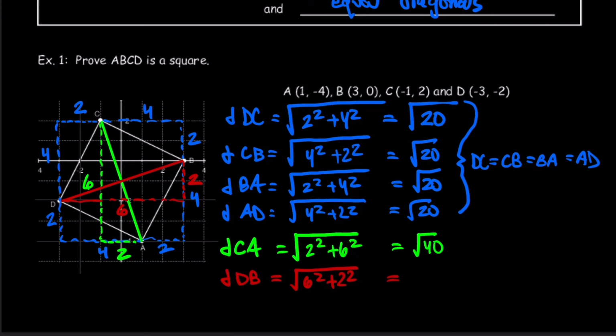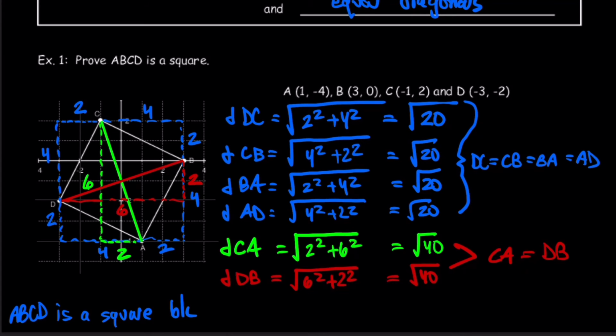That's another reason that this is a little bit easier than rectangles, because the numbers for the diagonals will always be the same. In a rectangle, they weren't. The end result was the same, but the numbers under the radical, the delta x and delta y, were different. Okay, so what I know here is that CA equals DB. So all that's left to do is to write our conclusion. ABCD is a square because it has 4 equal sides and equal diagonals.